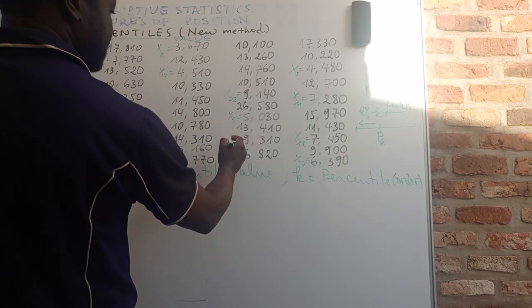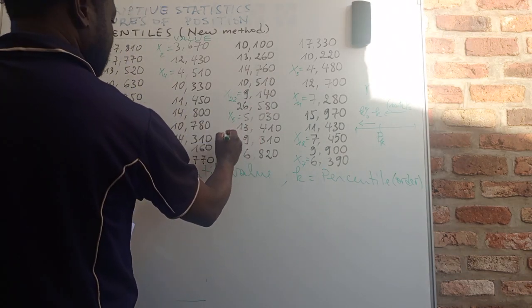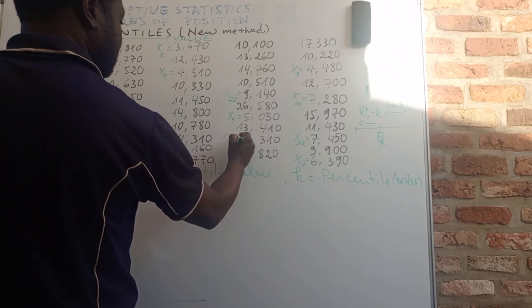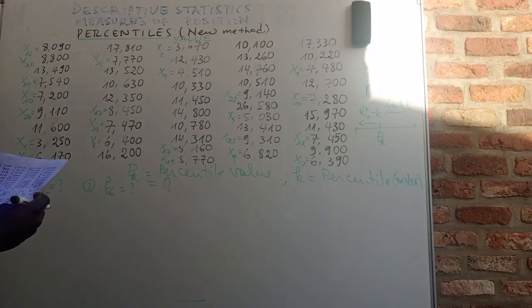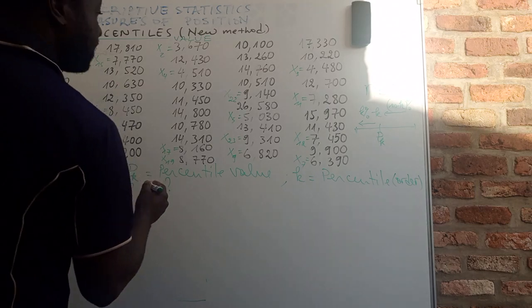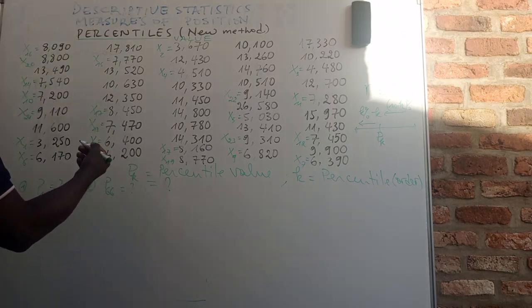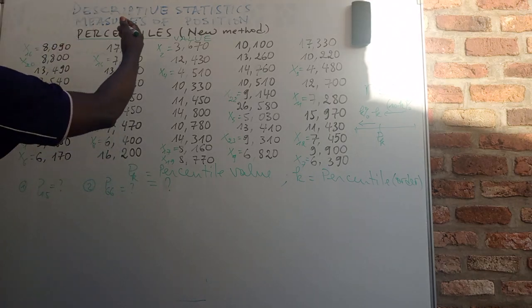X23 must be this number. X24 is 9900. Okay, let me check this part.